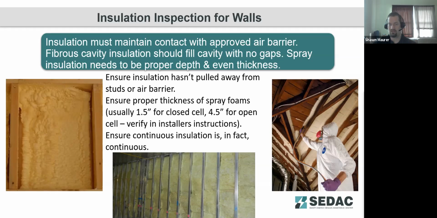If that foam is also being used as part of the air barrier, certain depths of foam do qualify as air barriers. With closed cell, it's usually about 1.5 inches or more qualifies as an air barrier. For open cell, it's 3.5 to 4.5 inches, depending on the manufacturer. So make sure to check your data sheets for your foam materials. They will list what the minimum thickness is to achieve an air barrier.